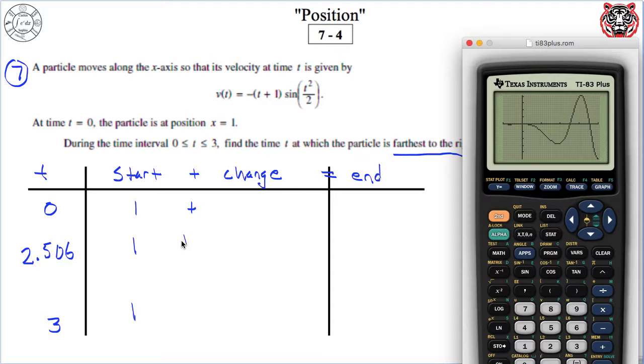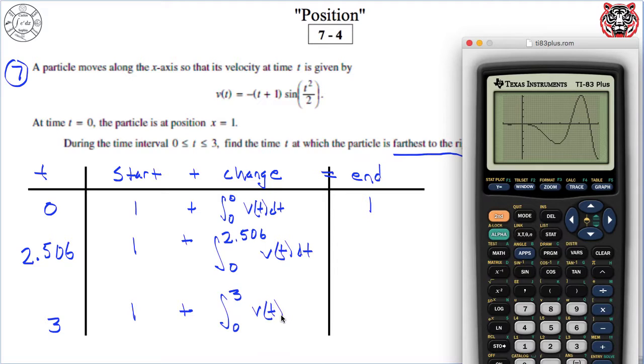And I'm going to add the change. Again, it's given velocity, so if I take the integral of velocity, I will get the total position change. And so between 0 and 0 for our velocity function with respect to t, my dt, that's just going to be 1 because I haven't changed at all. So this is going to be the integral between 0 and this number, 2.506, of v(t) dt, and the integral between 0 and 3 over there, that's going to be v(t) dt.